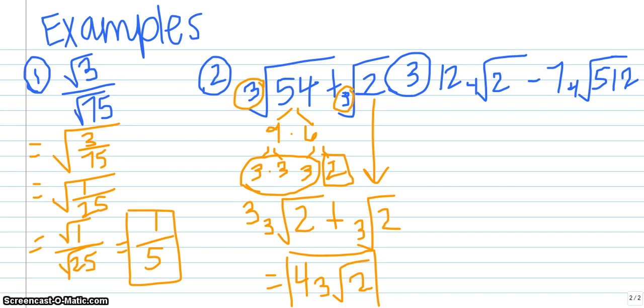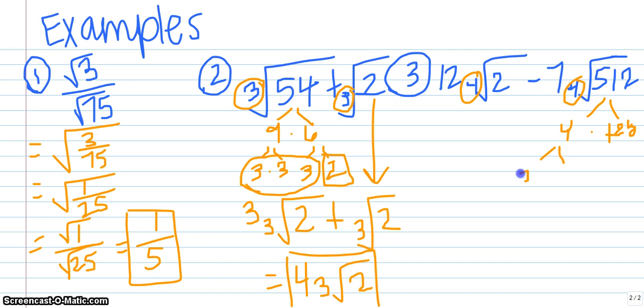Let's look at one more example. This is a subtraction. Once again, you have to have the same index and the same radicand. I do have the same index, but I don't have the same radicand. So I'm going to need to use a factor tree to get my radicand to be 2. So break 512 down to 4 times 128.